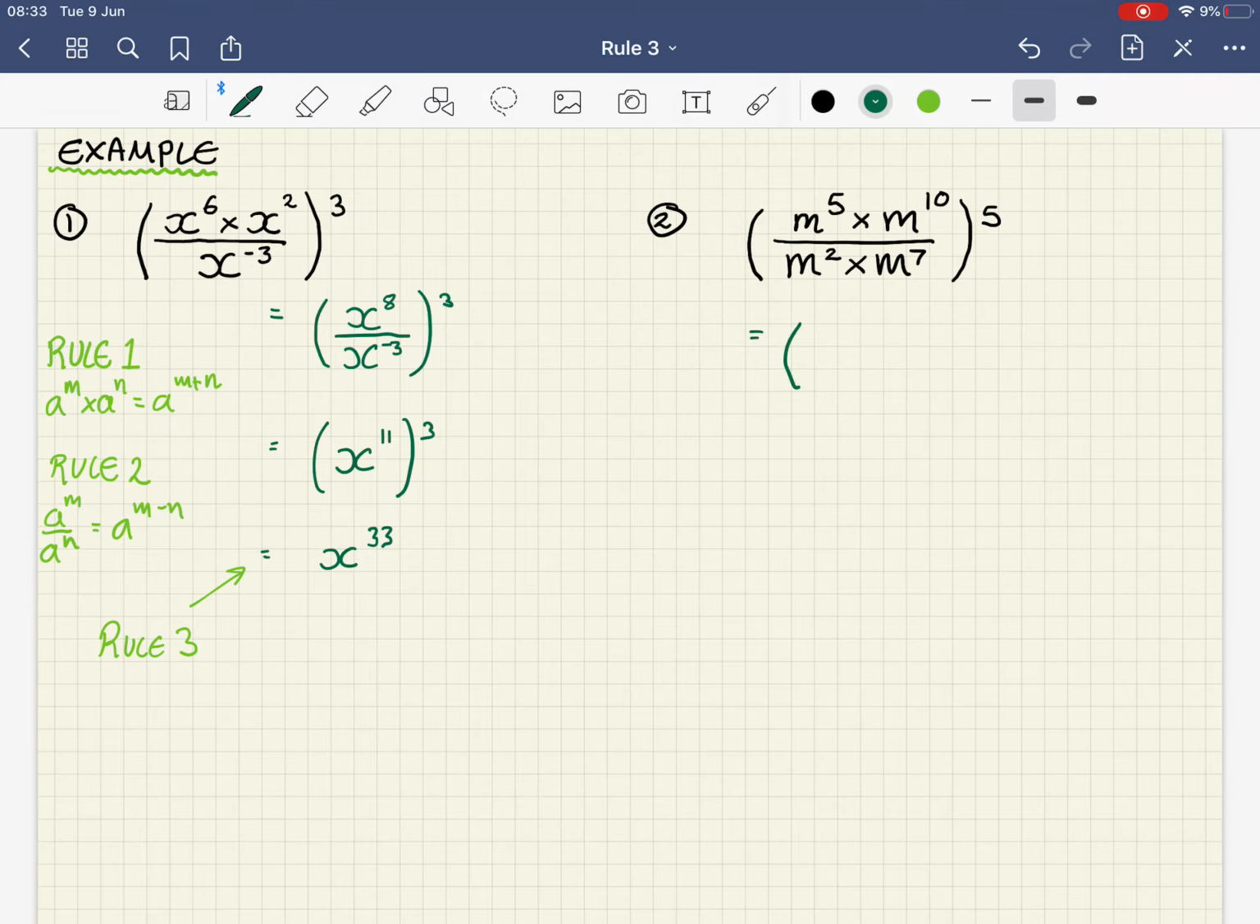Okay, this next one then. So firstly, I want to sort out the top and the bottom. So I've got m to the power of 5 times m to the power of 10. So I'm doing 5 add 10 to give me 15. On the bottom there, I've got m to the power of 2 times m to the power of 7. Well, I'll do 2 add 7, which is 9. Then I want to take away those powers. So 15 take away 9, that is just going to be 6. And then multiplying my powers together, that's just going to be 30.